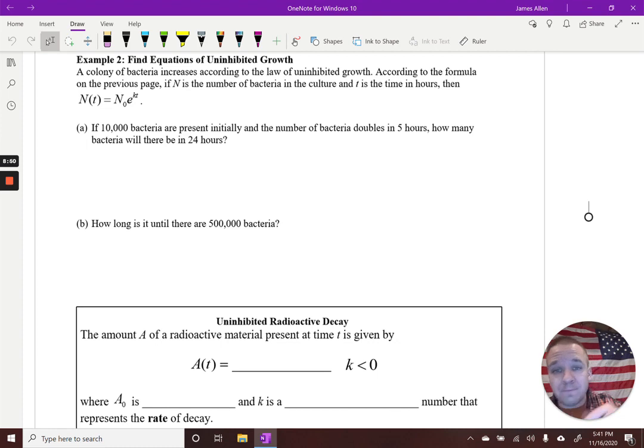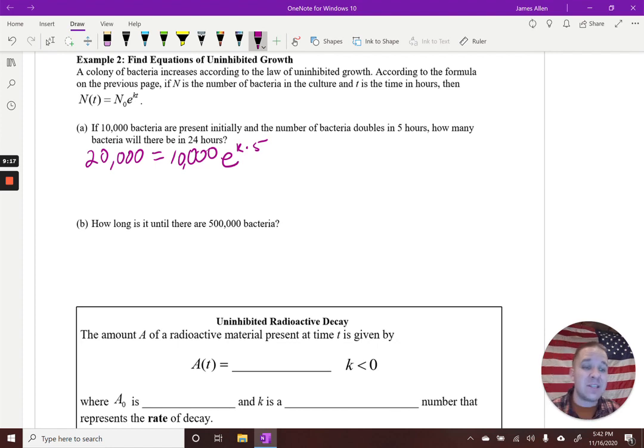All right. So let's see here. How do we approach this problem? It doubles in 5 hours, meaning in 5 hours, there's going to be 20,000 bacteria. Perhaps we can set it up like the previous problem, the doubling time, and figure that out. So let's see here. We got 20,000 is equal to 10,000 e to the, we don't know K, but we do know that it took 5 hours to get there. So we knew the doubling time. We just don't know the rate, which is K.